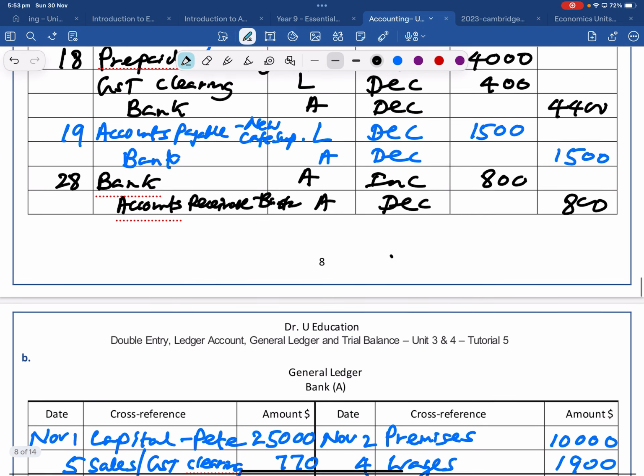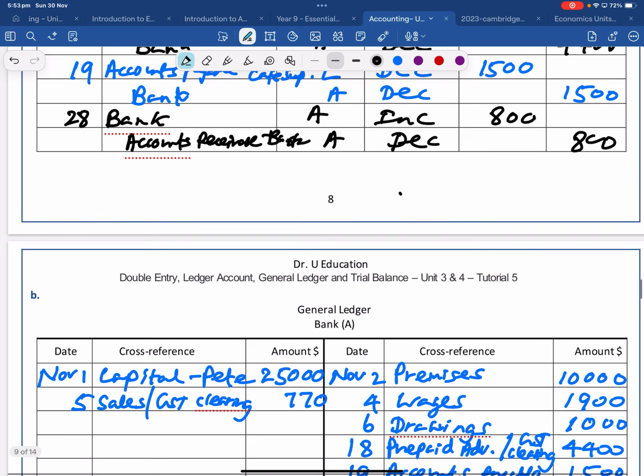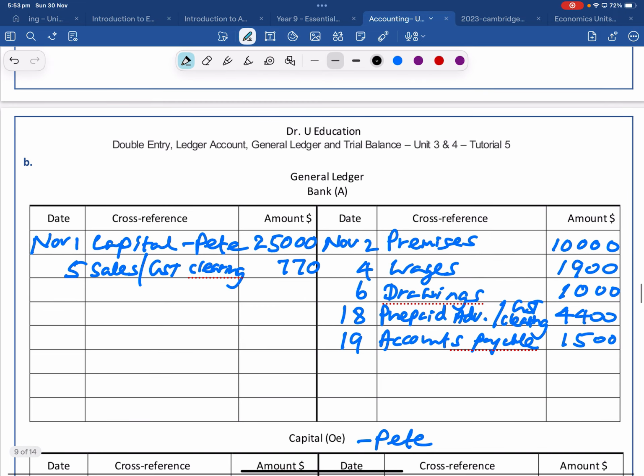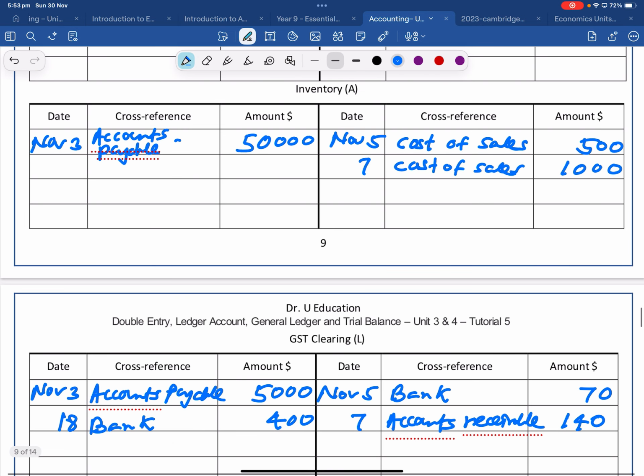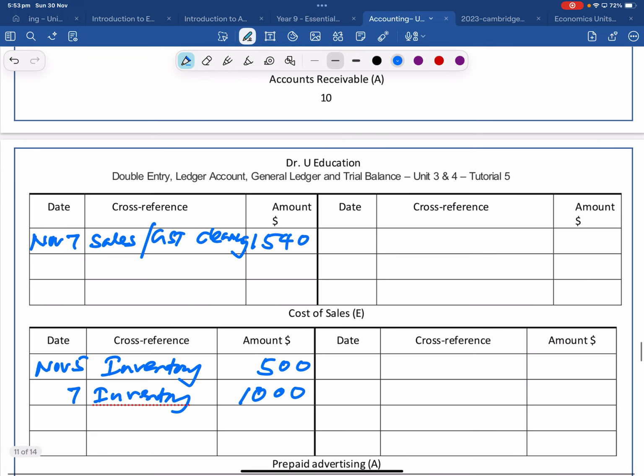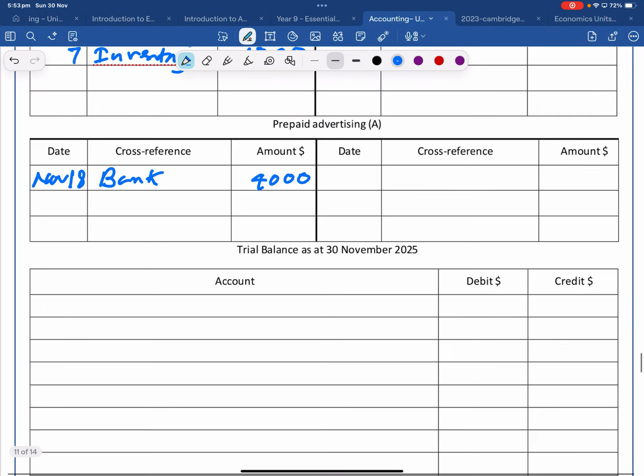Okay. Next one. Sorry, the double entry. 800 we are debiting the bank. 28 saying accounts receivable. And then you are crediting accounts receivable 800. November 28, same bank. Yep. Done. Any questions, guys?